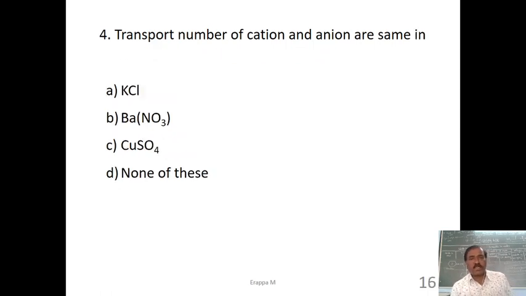Question number 4. The transport numbers of cation and anion are the same, so Ta is equal to Tc. Which of the following electrolytes is used in this case? Here also four answers are given: A KCl, B BaNO3, C CuSO4, and D none of these. For this, Ta is equal to Tc, and the electrolyte used here is A, KCl. The answer is KCl.